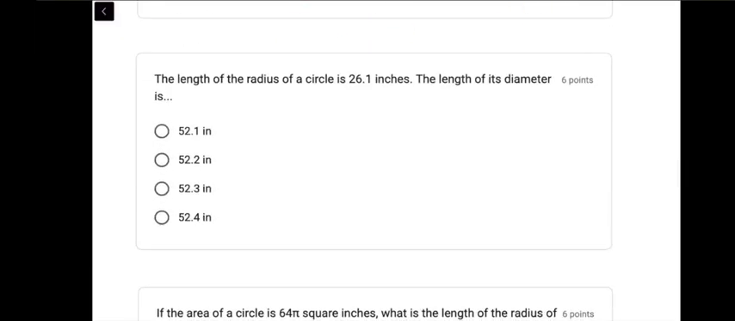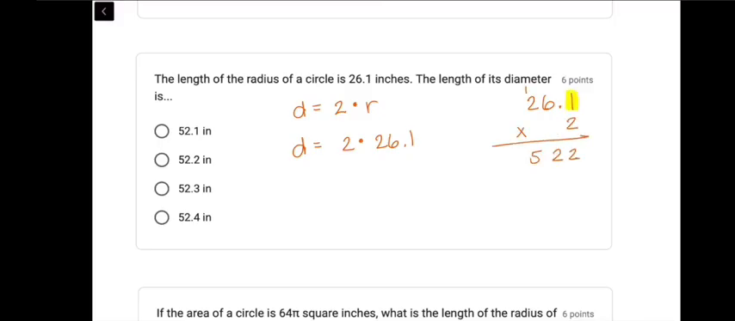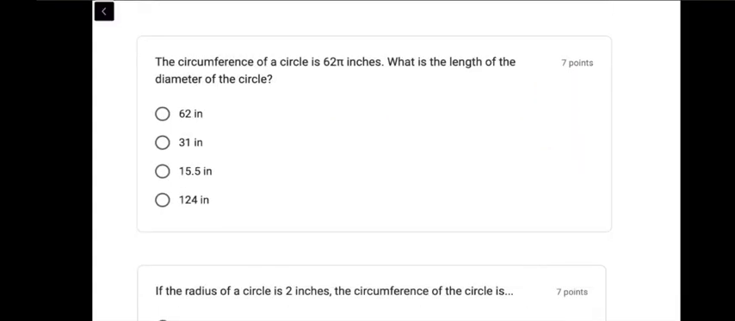The length of the radius of a circle is 26.1 inches. The length of its diameter is. The diameter of a circle is equal to 2 times the radius. Given that the radius of this circle is 26.1, I can go ahead and multiply 26.1 times 2. That's going to give me 2, 12, carry the 1. 4 plus 1 is 5. Since I had one value behind the decimal point, I need one value behind the decimal point. So the final answer here would be that the diameter of the circle would be 52.2 inches, making the answer B.